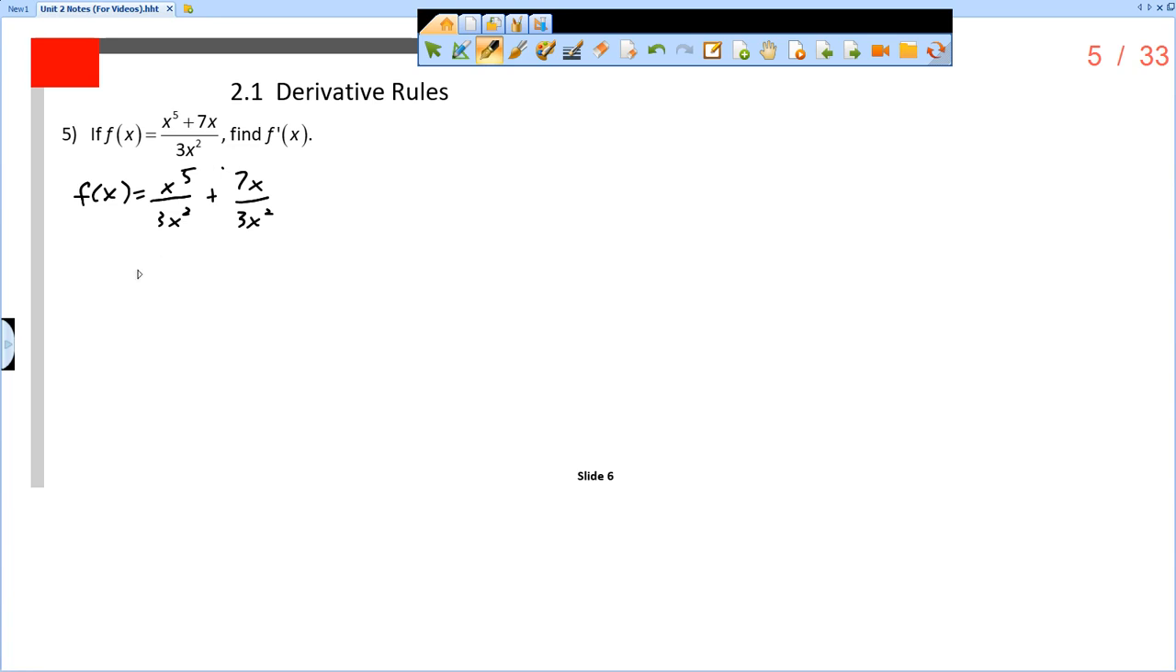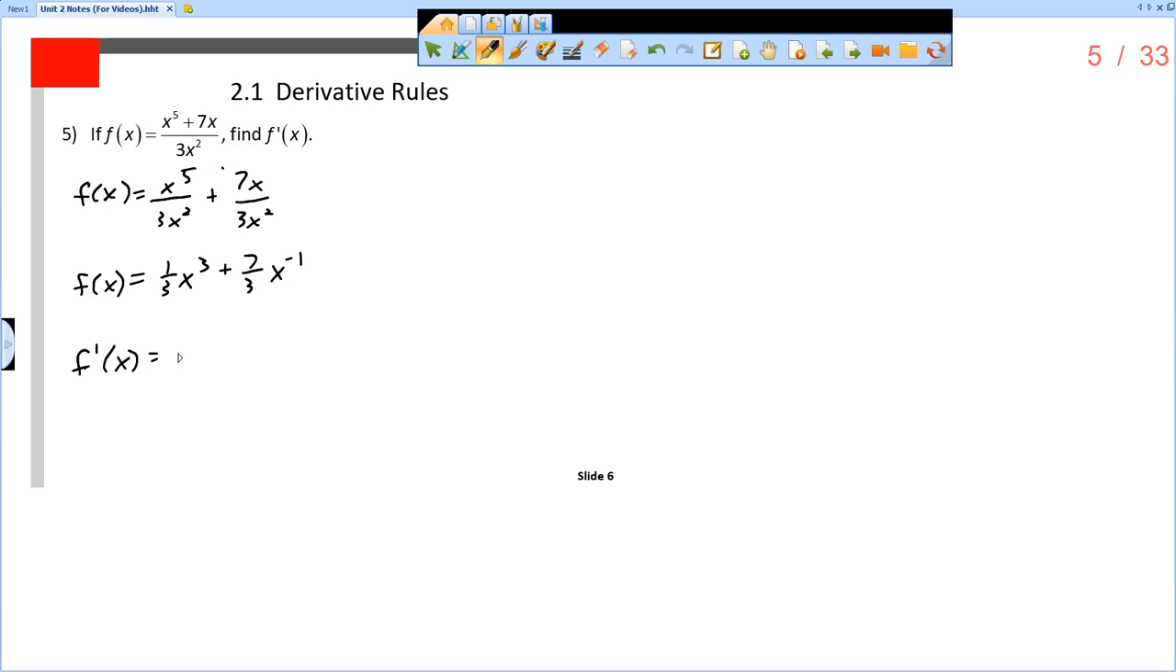All right, so then we simplify and we get that f of x is x to the fifth over x squared, so that can reduce to 1/3 x cubed, plus 7/3 times x over x squared, so that would be x to the negative first. All right, so now we're ready to take the derivative. So we take f prime of x. Notice I wrote f of x equals, now I write f prime of x equals.